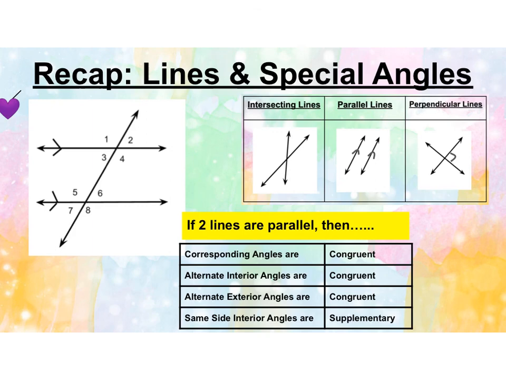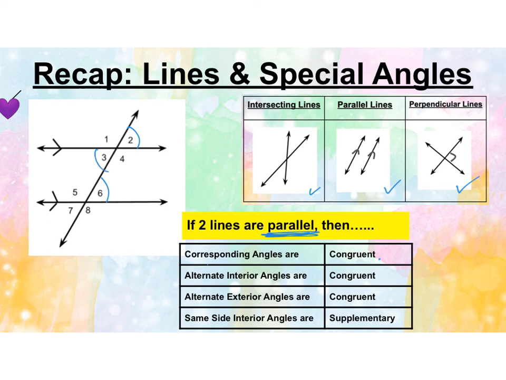To recap, we have intersecting lines, parallel lines, you have to have that mark, and then perpendicular lines, you have to have the right angle box. Corresponding angles are congruent only if the lines are parallel. That has to happen first. If the lines aren't parallel, they're still called corresponding, they're just not congruent. So corresponding angles are congruent.